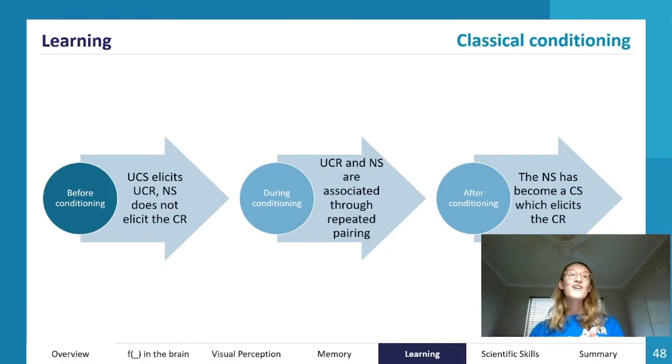Okay, so learning topic for Unit 3. It's actually probably my favorite topic that we covered in senior psychology. So classical conditioning is very interesting.